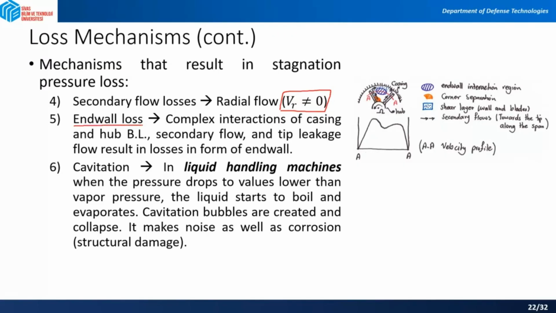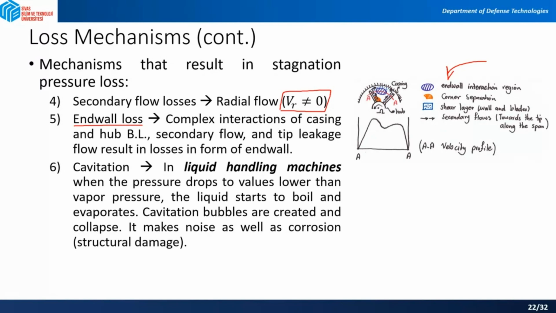And we have end wall loss. End wall loss is the interaction of the casing and hub boundary layers, the secondary flow, and the tip leakage flow. The interaction of all of these is called end wall loss. That's what we show here as the end wall interaction region.